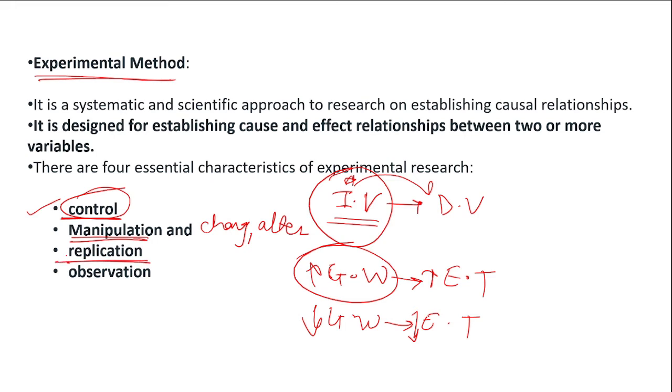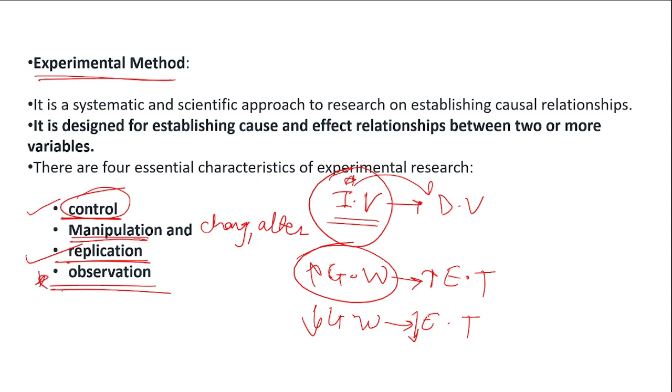The next process is replication. Replication is repetition of an experimental condition so that variability associated with the phenomenon can be estimated. In experimental research we can replicate, we can repeat whatever information was present earlier, and the researcher can do experiments with it. That is known as replication.